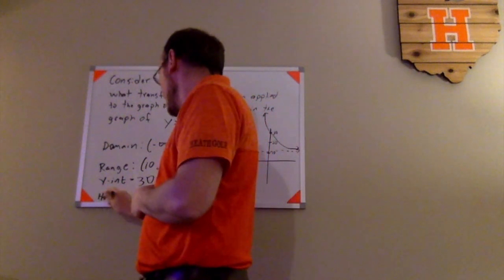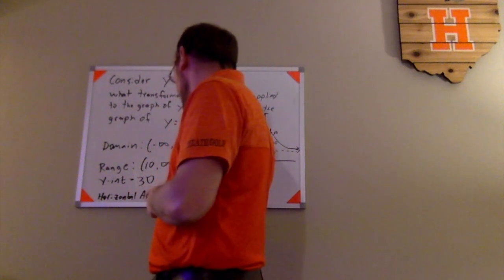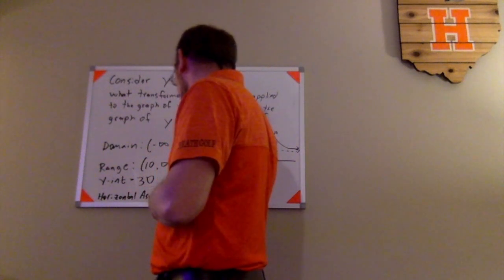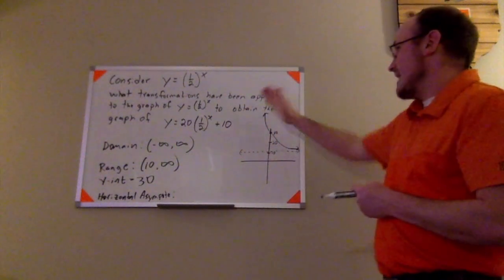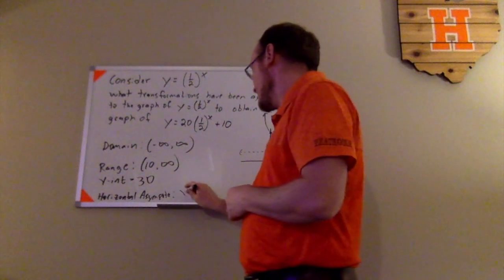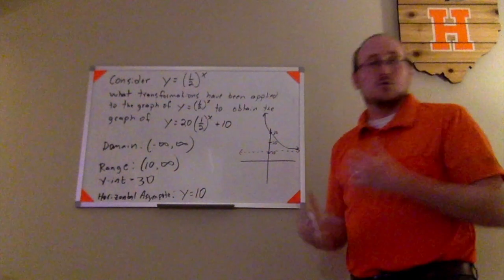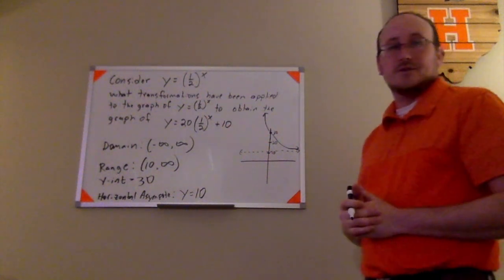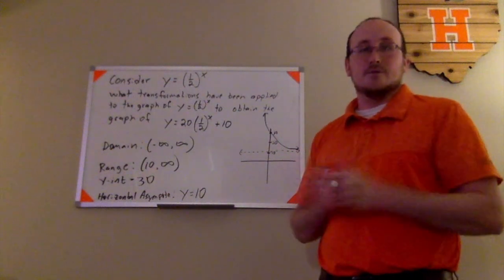And then finally, the horizontal asymptote. That equation of that horizontal line that this graph is approaching as it goes to the right would be the horizontal line y equals 10. So again, that is the equation of a line, so make sure you're including the y equals part on that if I ask you to write the equation of the horizontal asymptote line.